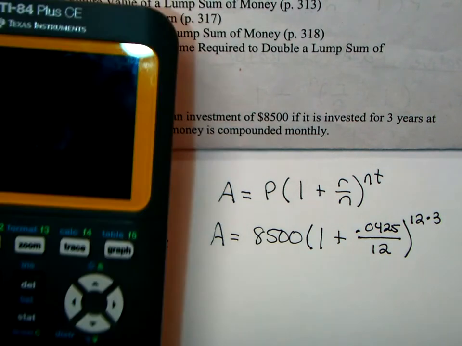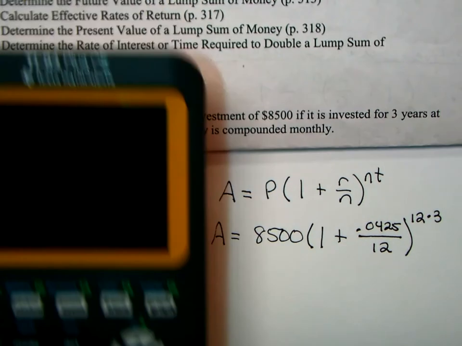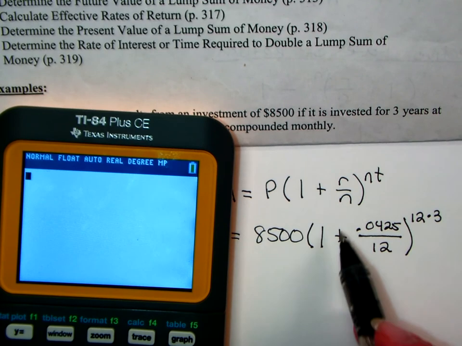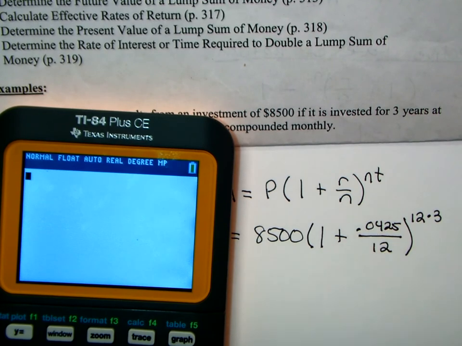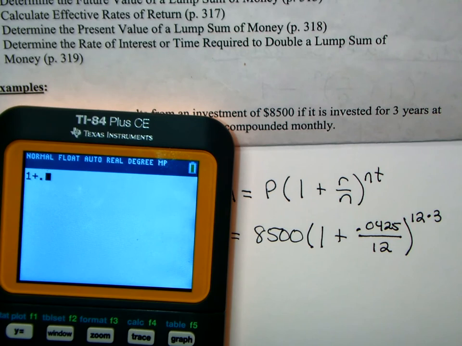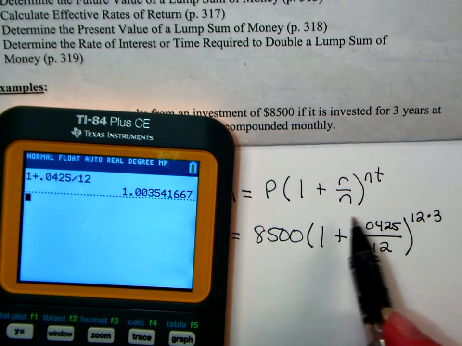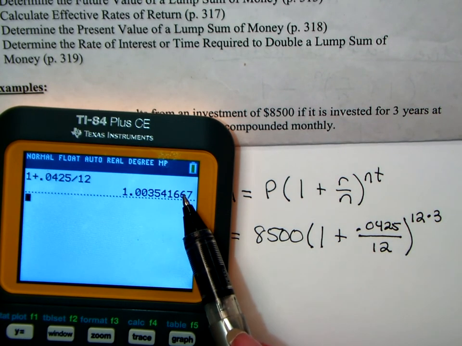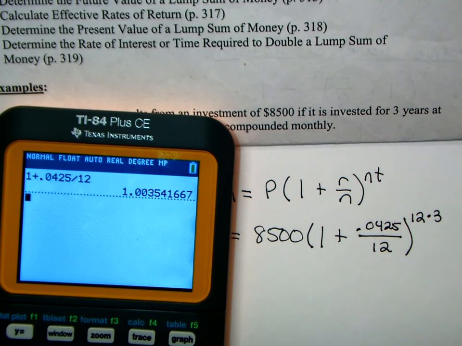Now, when you plug it into the calculator, you want to be very, very careful. I do it in steps. I do the parentheses first: 1 plus 0.0425 divided by 12, and I figure out what that decimal is. I get 1.0035667. Now I'm going to keep that.